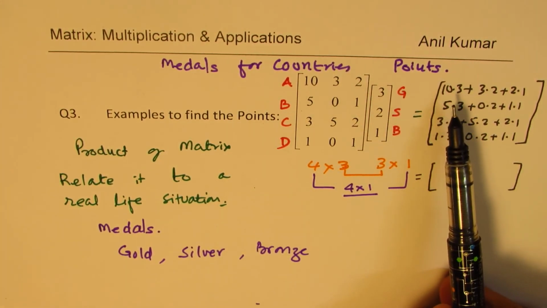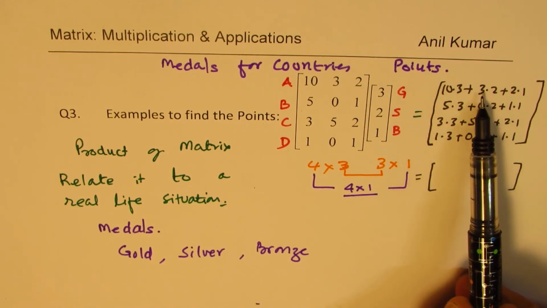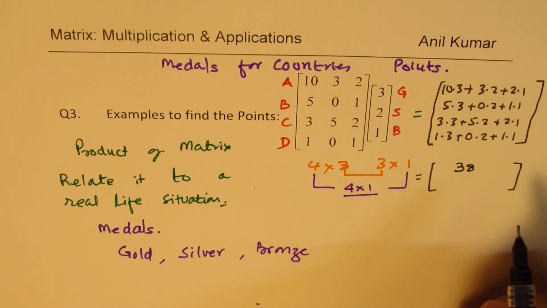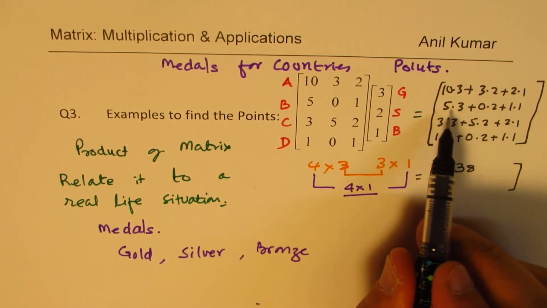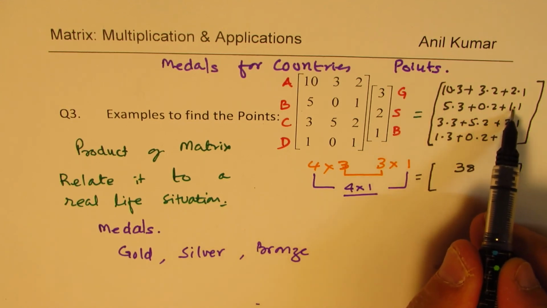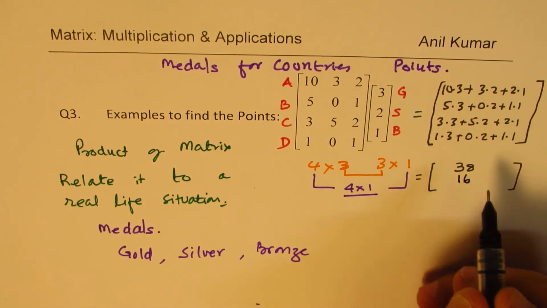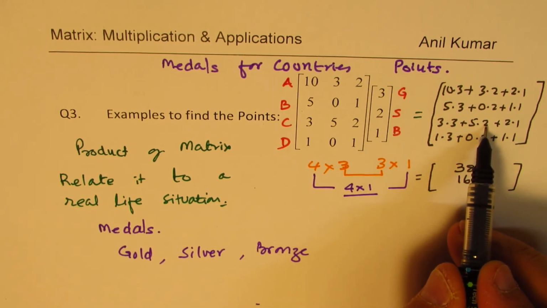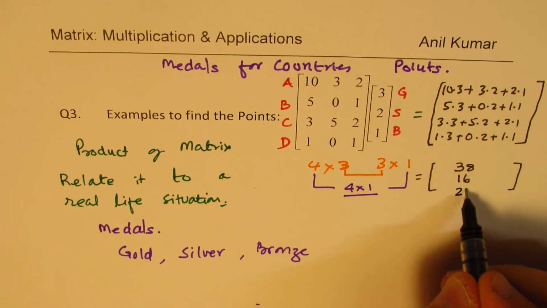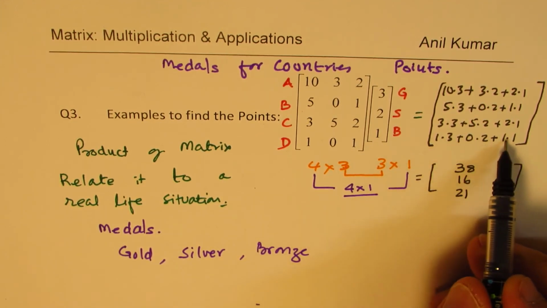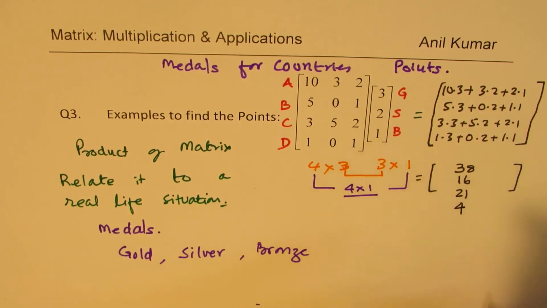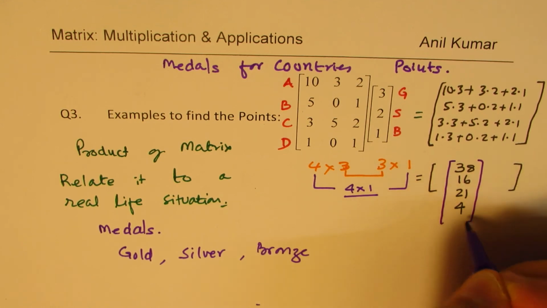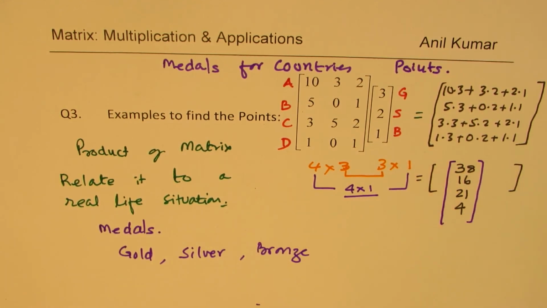So we got points wise 36 and 2, 38 points. Correct? So here we have 15 and 1, 16 points, correct? And then we have 9 and 10, which makes it 19, and 2, which makes us 21. And then we have 3 plus 1, 4 points, right? So that becomes our matrix. So for each country, that is the tally of the points.